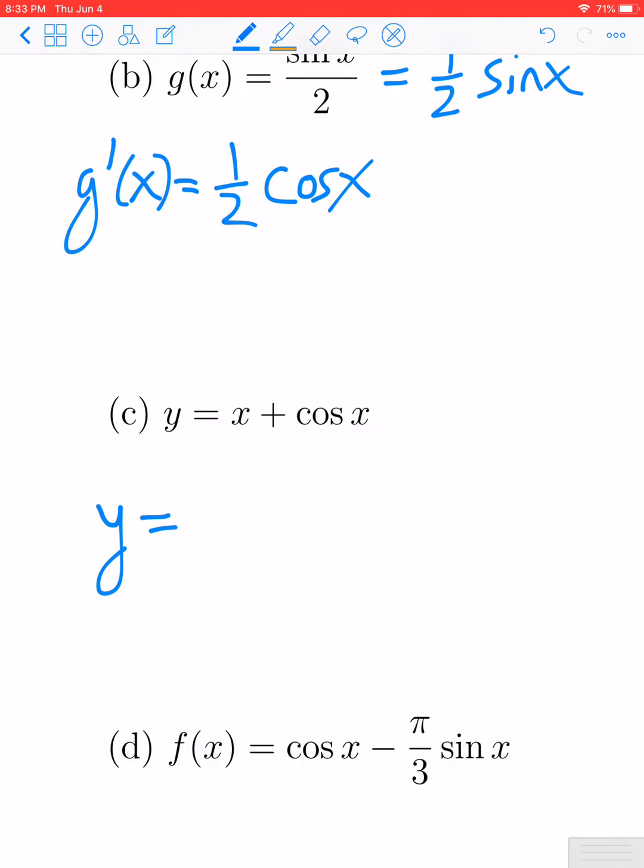For part C, the derivative of x is 1. And remember, the derivative of cosine of x is going to be equal to negative sine of x.